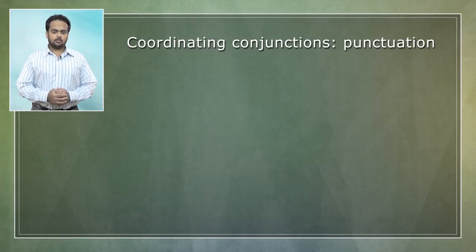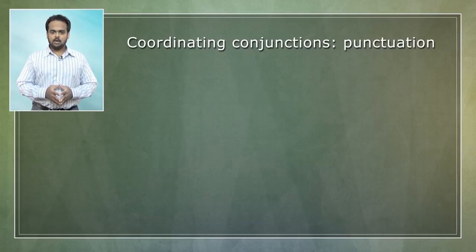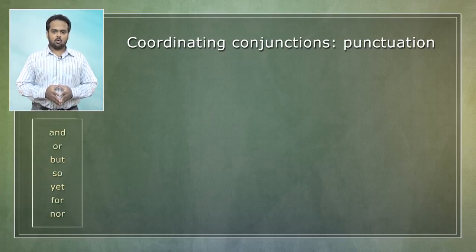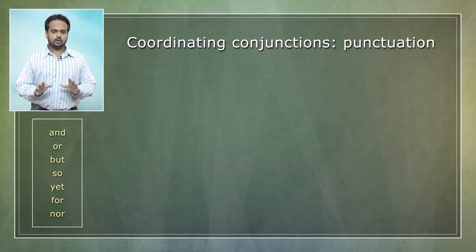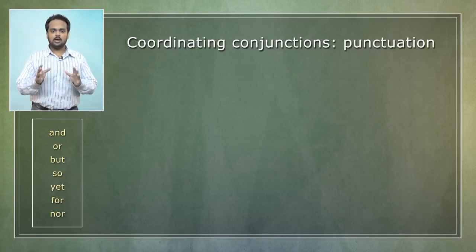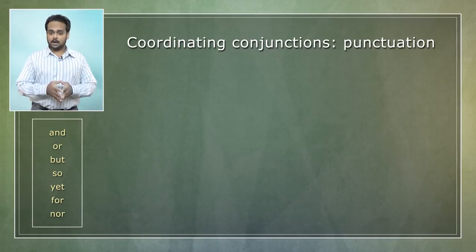Coordinating conjunctions are probably the most commonly used type of conjunction in English. These are the words and, or, but, so, yet, for, and nor. Now the words for and nor can be used as conjunctions, but they're not used a lot. The word for is used much more as a preposition and not a conjunction. But the other 5 are very common. All right, let's talk about how to punctuate them correctly.